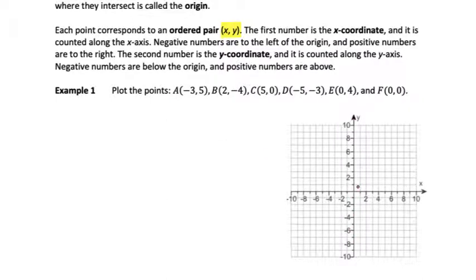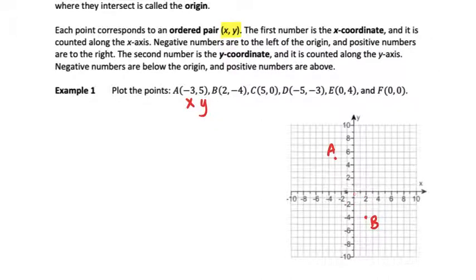So if we want to plot these points, starting with A, negative 3, 5. Negative 3 is the x-coordinate and 5 is the y-coordinate. So we count over negative 3 to the left, that's the x-coordinate, and then we're counting up 5. And so that point would be right here. Point B is 2, negative 4, so 2 to the right, and then negative 4 would be down 4. That's right there.